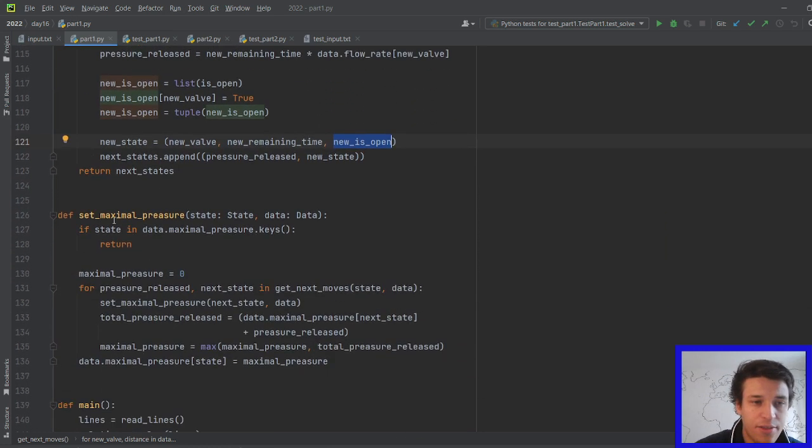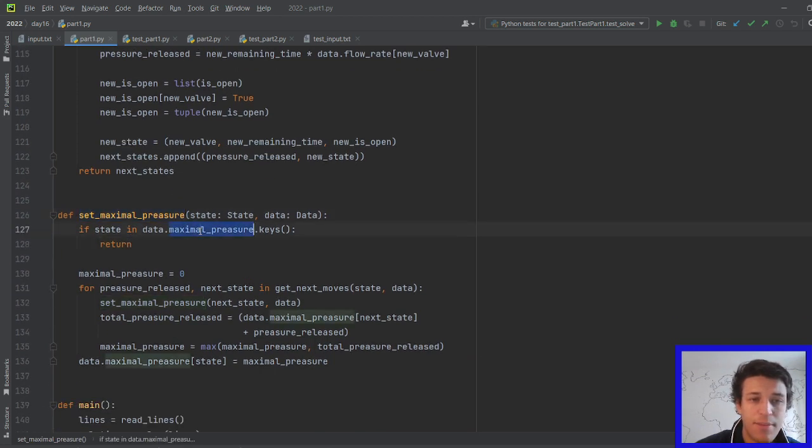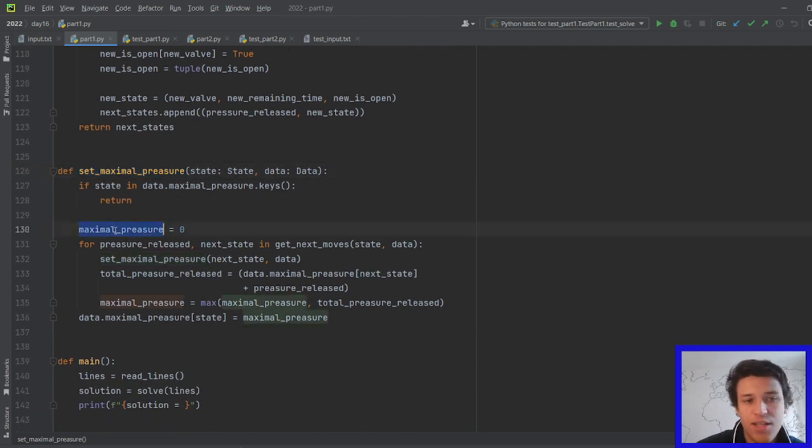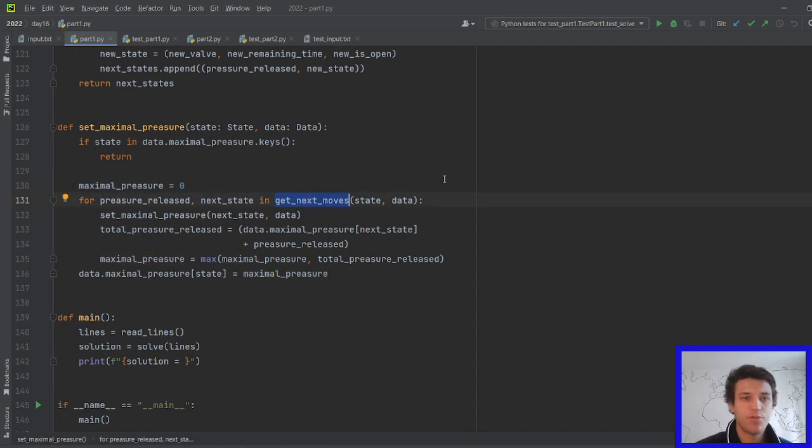Okay, we can use that to set the maximal pressure for a particular state. So if the state is already in the keys of this dictionary, that means we've set the maximal pressure before. We don't need to do it again, conveniently, so we can just return. Otherwise, we start with maximal pressure of 0, and then we go through all the potential next moves. So this will give us the pressure released by the move as well as the next state. And then we will set the maximum pressure for the next state. So that will iteratively set the maximum pressure for more and more states.